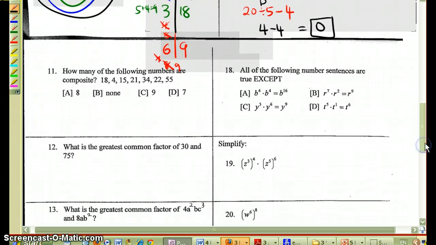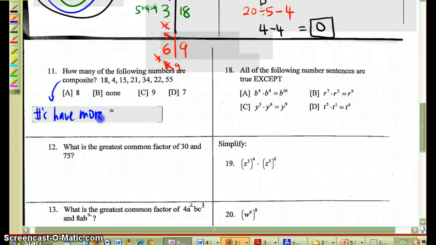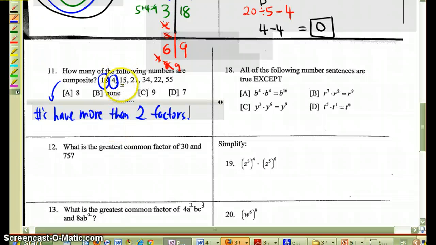Number 11, I'm looking for how many of these numbers listed here would be considered composite, so I'm going to go ahead and check. Remember that composite means numbers that have more than two factors. The opposite of a prime number, because prime numbers would only have the factors 1 and itself. Now 18 I know has also the factors 2 and 9. 4 also has 2 and 2, so that's a composite. 15 has like 3 and 5, so that's composite.